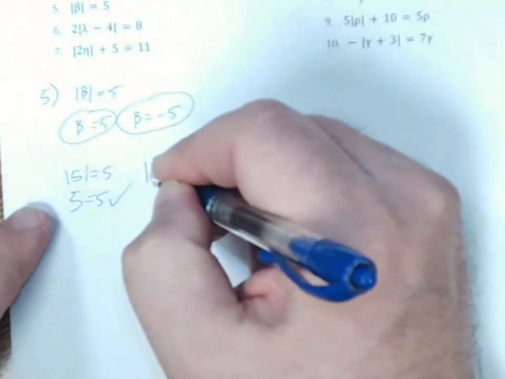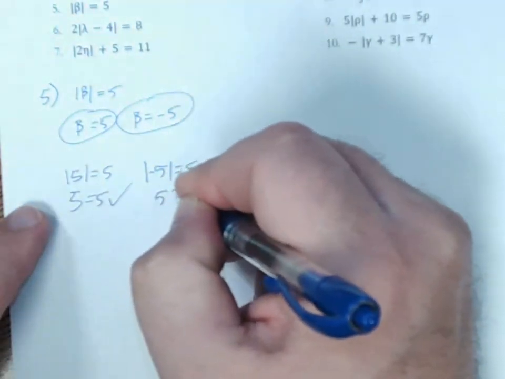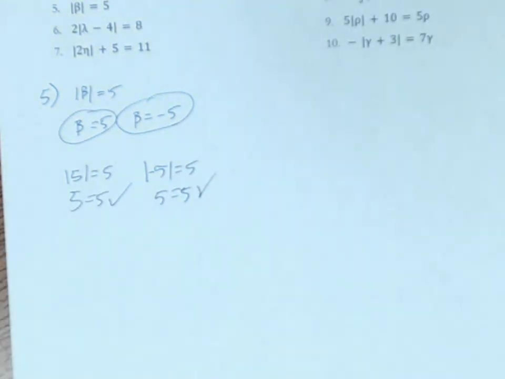Let's try the other side. Is the absolute value of negative 5 equal to 5? Turns out it is. So both of those work. And that's how you solve one of these bad boys. Let's do one that's a little bit more intense, I guess. A little more involved.